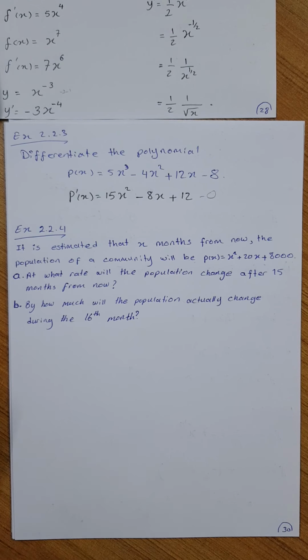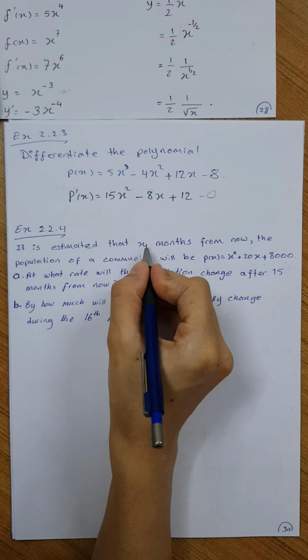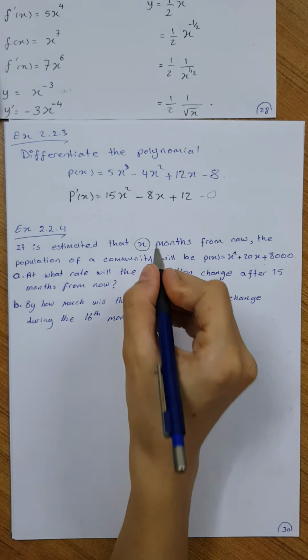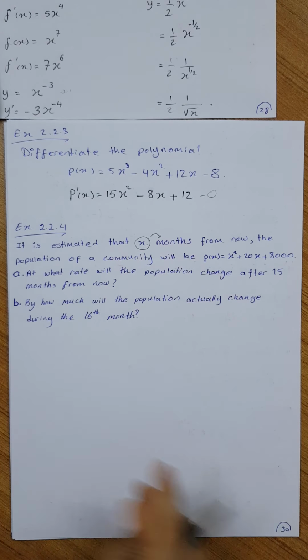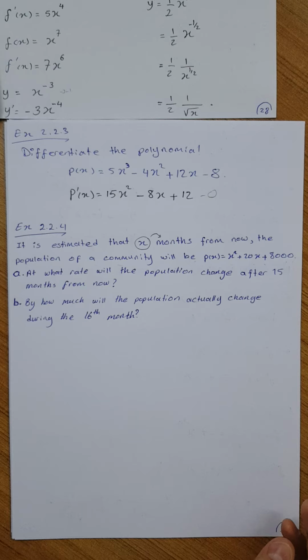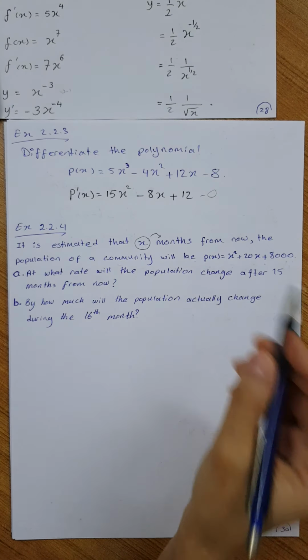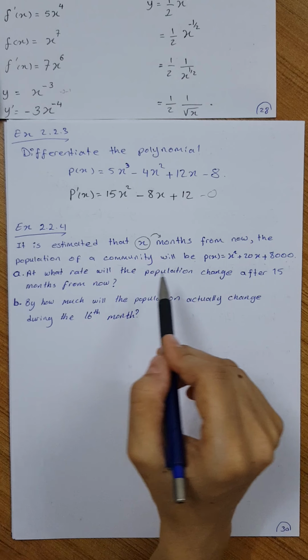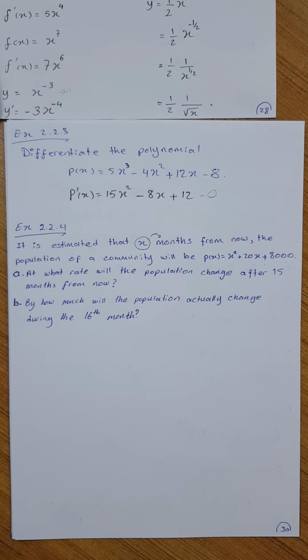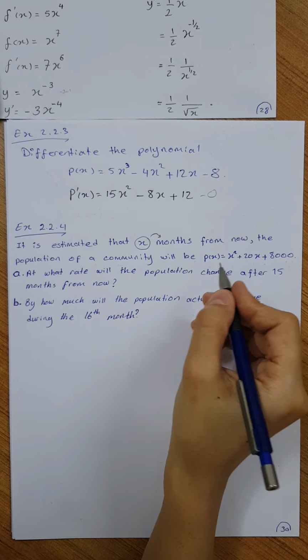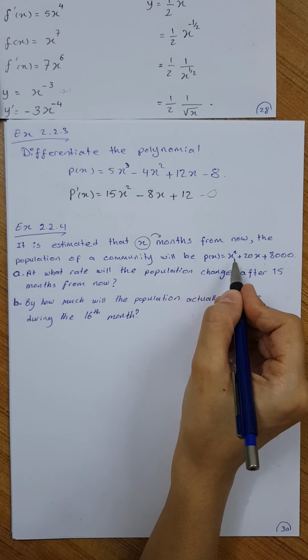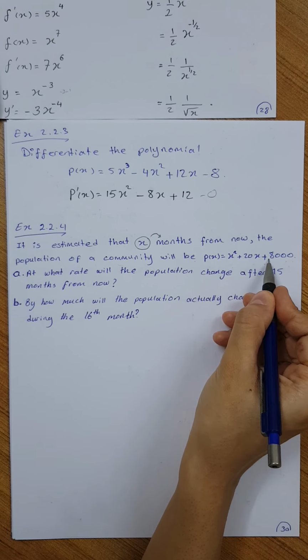So in general, first we give a quick reading of the example that we have, and then we start to analyze it. Let's analyze it. It is estimated that x months, so what does x represent? X represents the number of months. It's not years or a time period or anything, it's the number of months. The population of a community will be p of x, equal to that function. So what is the population function? Population is equal to x squared plus 20x plus 8,000.